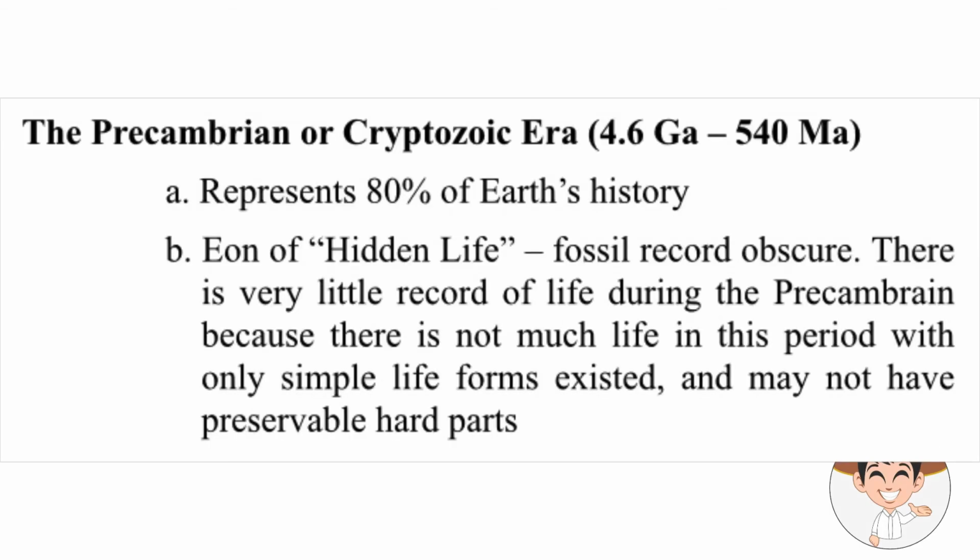Now let's start from the Precambrian or Cryptozoic era, from 4.6 billion years to 540 million years. It represents 80% of Earth's history. So this is the longest period in the Earth's history. This era is considered the Aeon of hidden life. The fossil record is obscure. There is very little record of life during the Precambrian because there is not much life in this period, with only simple life forms that may not have had preservable hard parts.